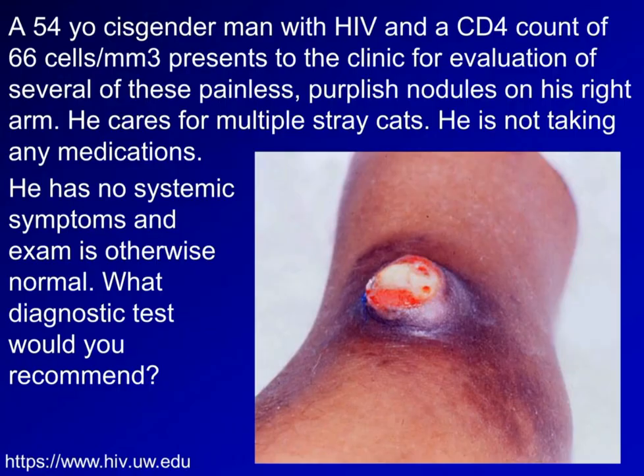Okay, this is the case you were looking for. So who's going to grab this case? A 54-year-old cisgender man with HIV and a CD4 count of 66 presents to the clinic for evaluation of several painless purpuric nodules on his right arm. He cares for multiple stray cats. He is not taking any medication. He has no systemic symptoms and exam is otherwise normal. What diagnostic test would you recommend? That does look like bacillary angiomatosis, and is it a Warthin-Starry stain? So what would you do, the Warthin-Starry stain?